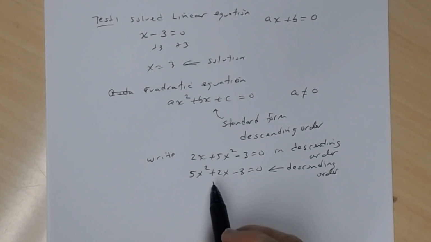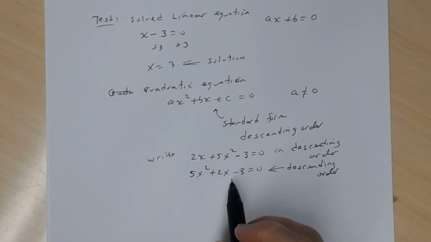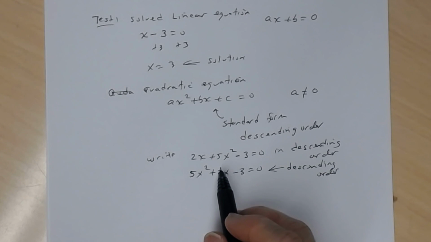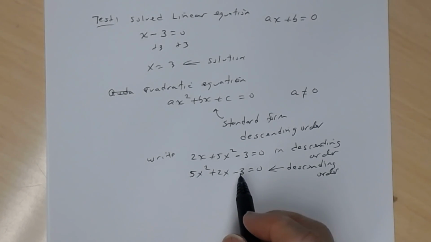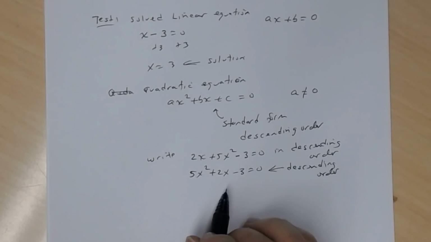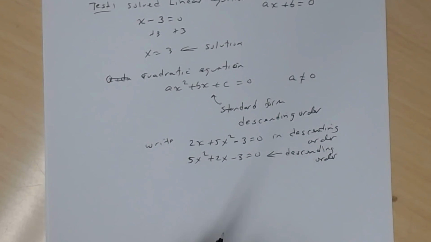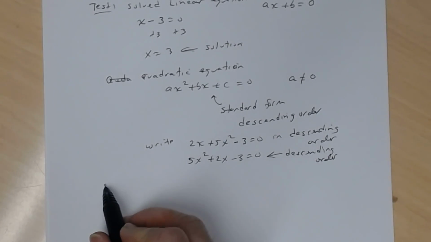So notice that the term that has the exponent 2 is listed first. The term that has the exponent 1 is listed second, and my constant is listed third. Okay, so it's really important that you write this in descending order. Okay, now let's look at a particular example of a quadratic equation, and we're going to solve this quadratic equation.